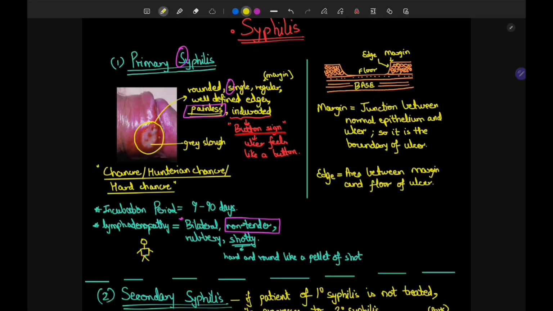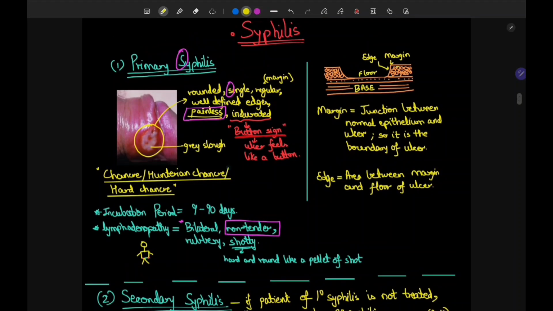So what are you seeing in this ulcer, which is seen in primary syphilis, and what is it called? It's called a canker or a Hunterian canker and hard canker. So you may say primary syphilis, just think in your mind, canker, Hunterian canker. Now this is indurated ulcer. So when you touch it, you may feel that it's like a button. So button sign is seen in primary syphilis. The ulcer feels like a button, and these ulcers are painless.